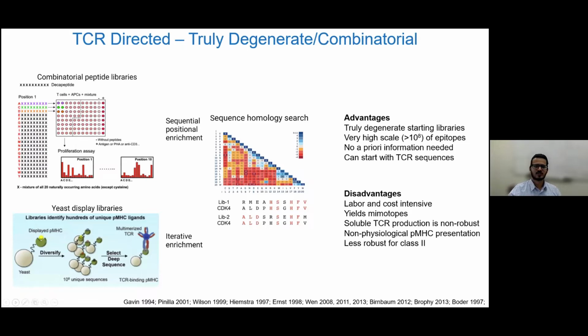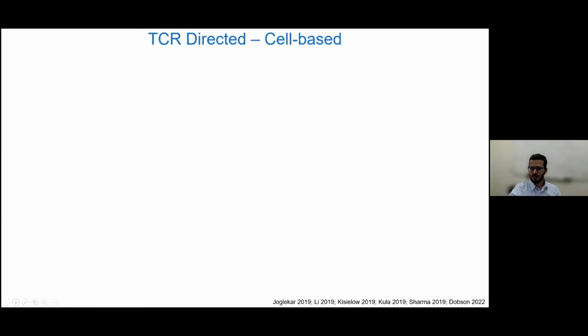So to address some of these issues, particularly in the last 3 to 4 years, several techniques have come out that use cell-based methods for TCR-directed antigen discovery.